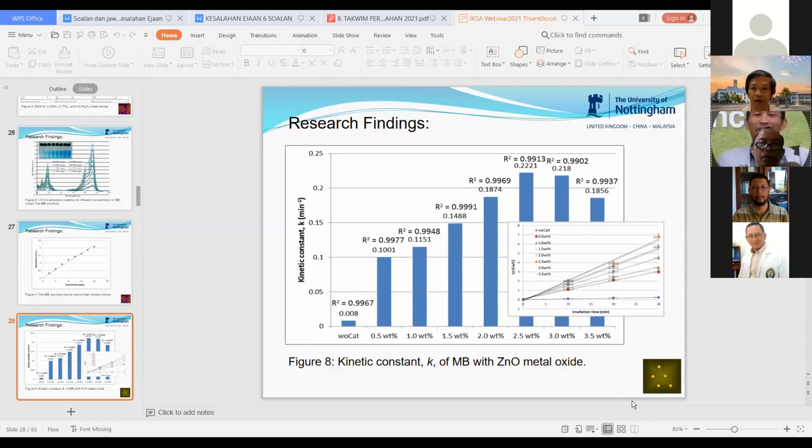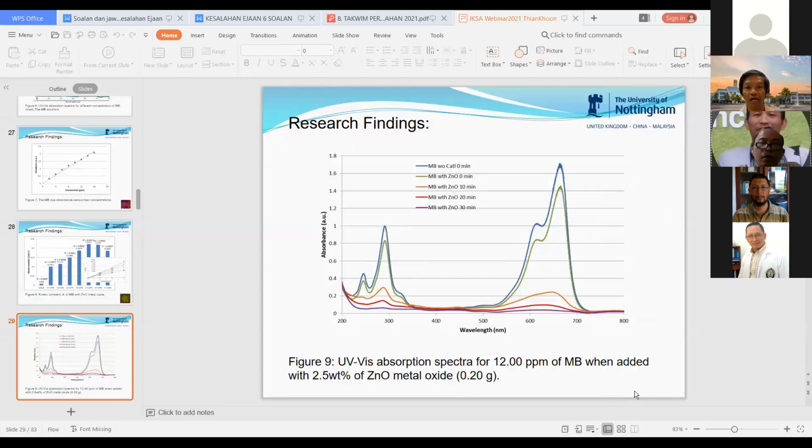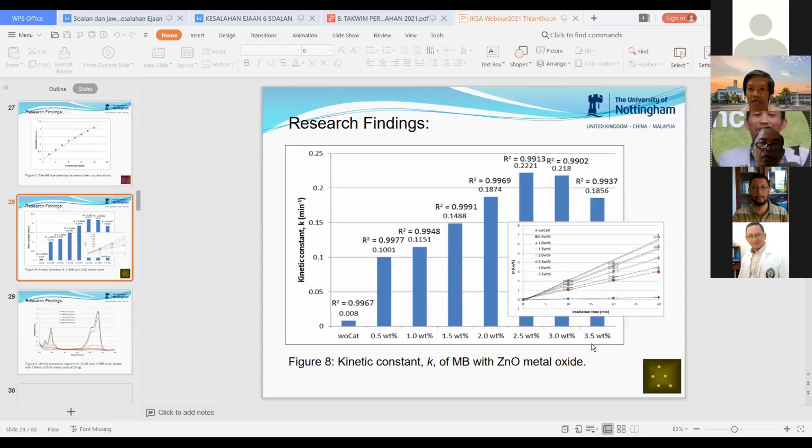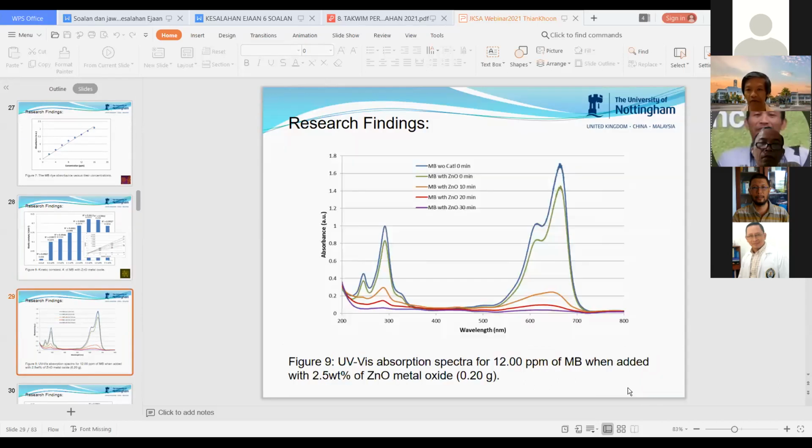Of course, we also look at the particular one. As you can see here, let me go back. The particular system having the highest degradation is 2.5 weight%. So we take the system with 2.5 weight% of this metal oxide and focus on this particular 2.5 weight% of zinc oxide, and we found it is a very excellent metal oxide.